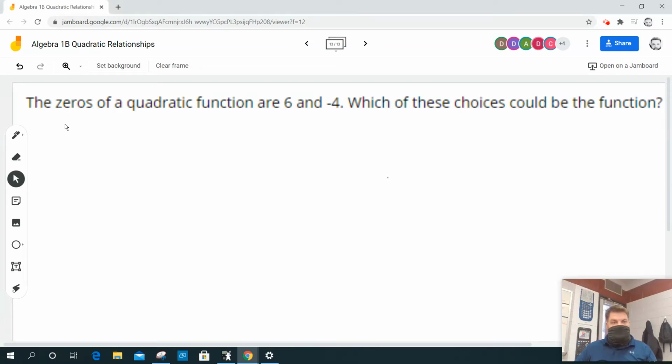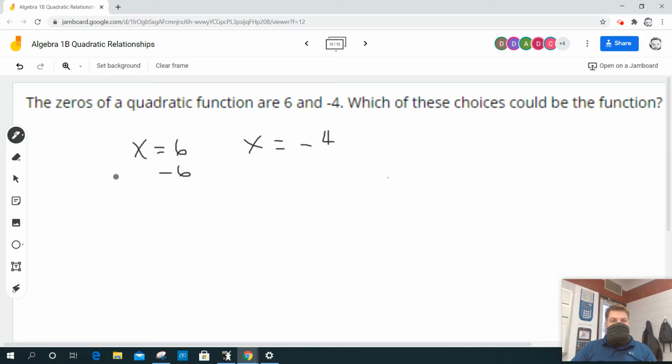All right, so for this one, it says the zeros of the quadratic function are 6 and -4. Which of these choices could be the function? So we've got to figure out what the function is. So what we're going to do is start with x equals 6 and x equals -4.